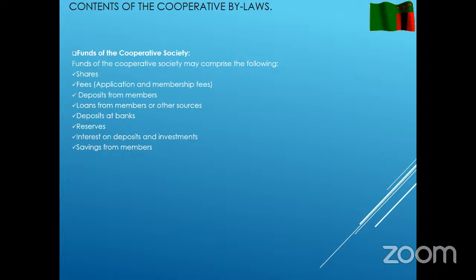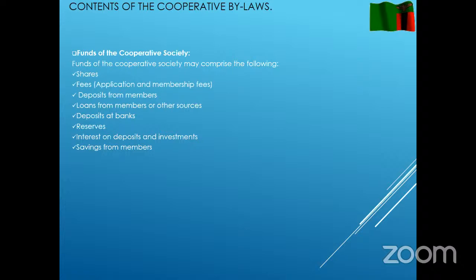You can still borrow from. There are members within this union who can sometimes say, I'm ready to lend you, for instance, 5 million, and then you agree. So that forms part of the funds of the cooperative. Then you also, I'm sure you have an account, your money is resting at the bank, sometimes earning interest, or the bank is enjoying it. That is part of the funds of the cooperative. You can also have reserves to save for the rainy day. There are certain times that you need to fall back on the reserves. And of course, we have interest on deposits and investment.